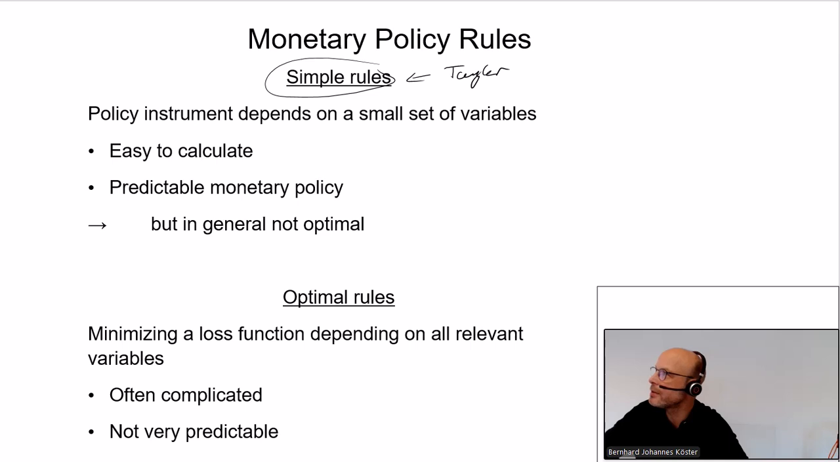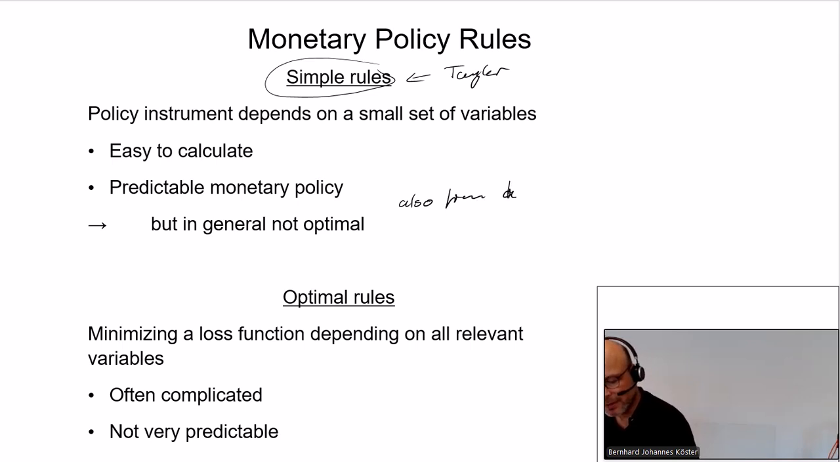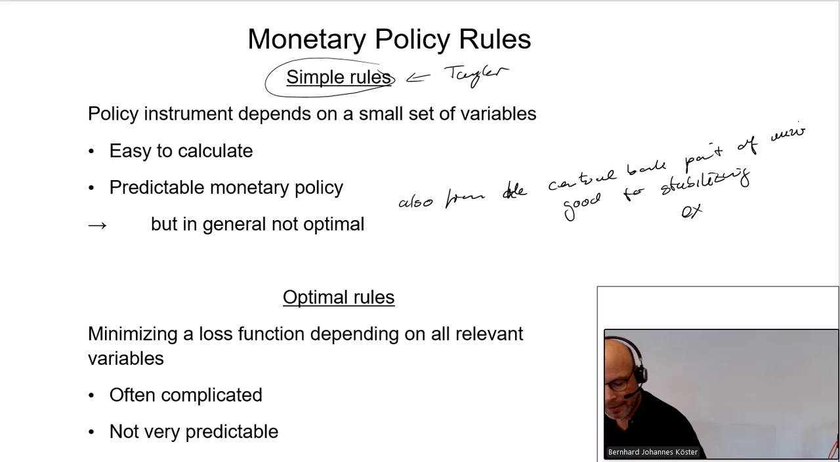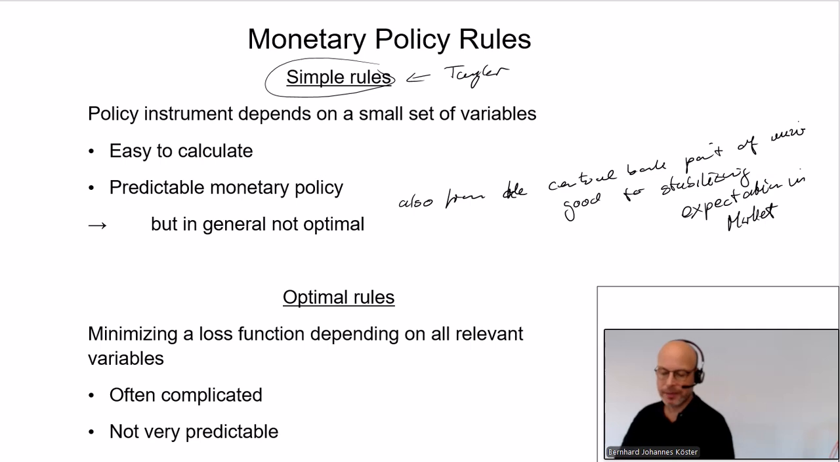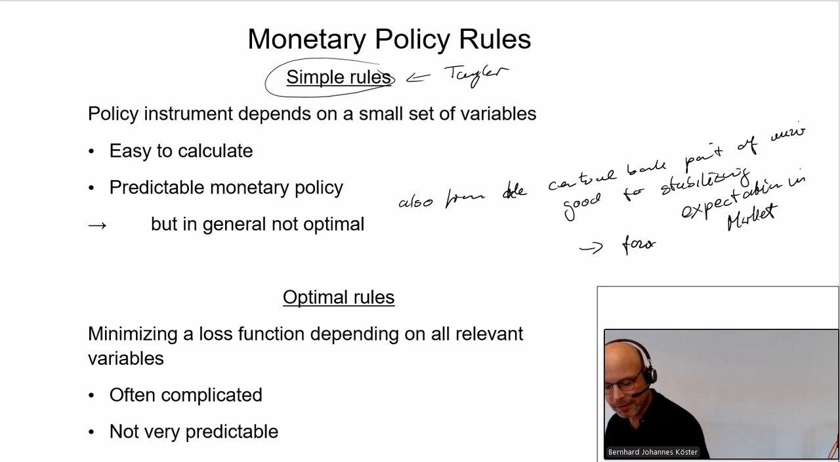And from this the central banks also adopted it somehow in order to stabilize expectations, also from the central bank's point of view, good for stabilizing expectations in the market. And from this, the concept of forward guidance was then also used.